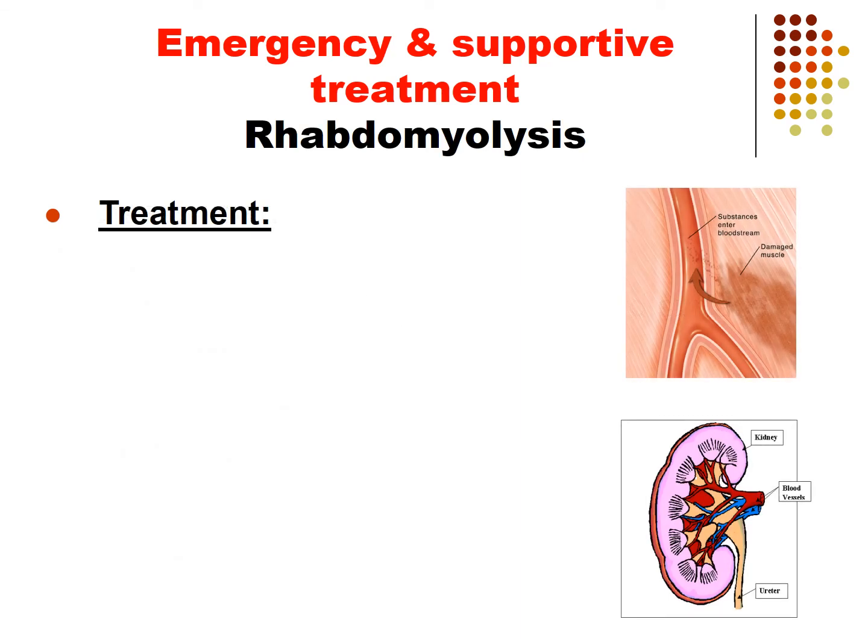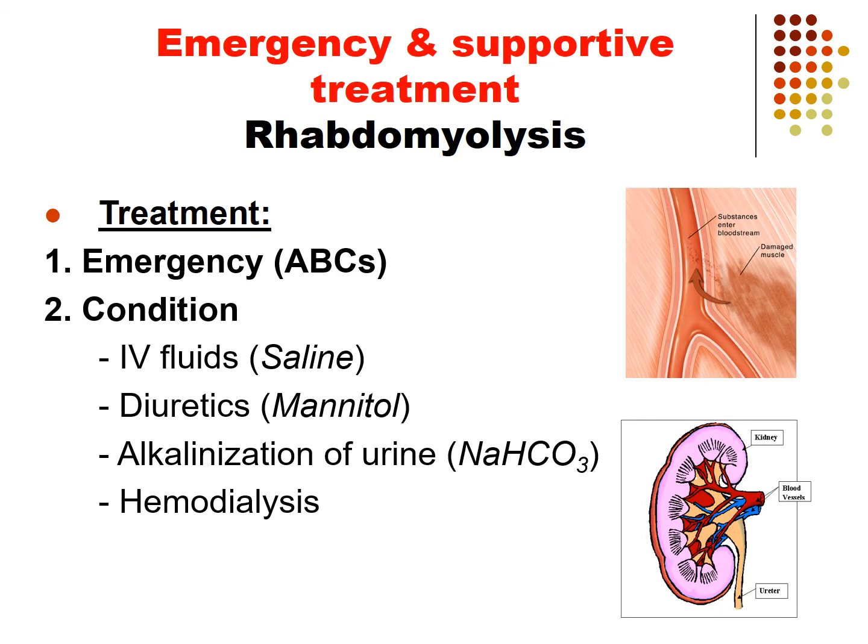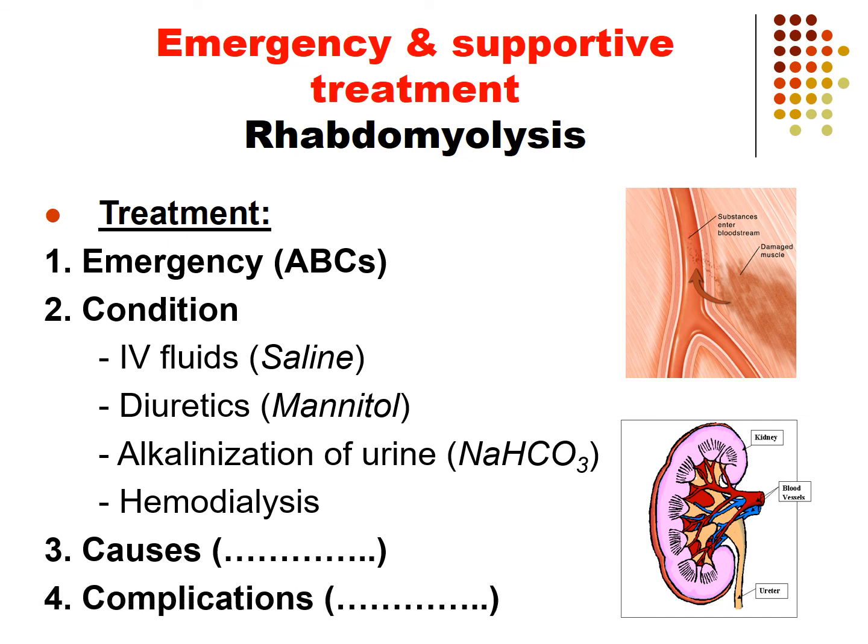To treat rhabdomyolysis, you have to give excessive amounts of fluids and strong diuretics to help elimination of myoglobin from the renal tubules. And the use of alkalinizing agents like sodium bicarbonate may help to reduce the precipitation of myoglobin in the renal tubules. However, if renal failure occurs, you may need to perform hemodialysis. Search for the causes and complications as usual.